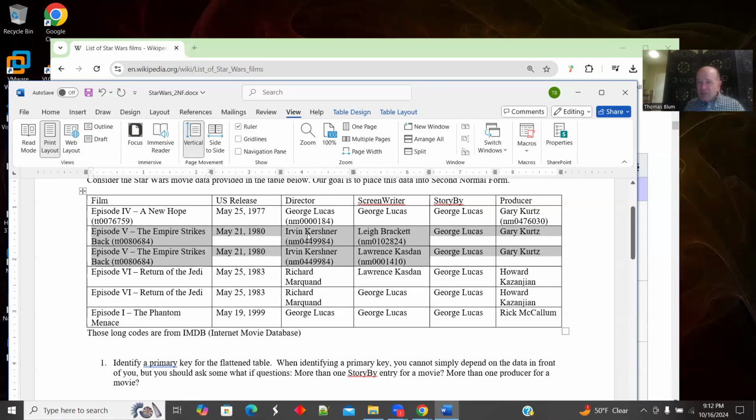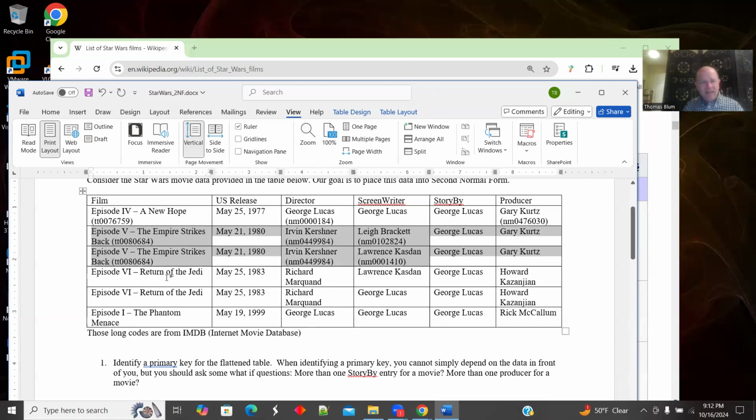I'm going to say the director's single value. So I'm going to say that if I know the movie, I will know the release date, I will know the director. If it's single value, knowing the movie will give me the director. But knowing the movie will not give me the screenwriter, will not give me the story by, will not give me the producer because they were multi-valued. And then when I flatten the field, they will not uniquely identify the row.